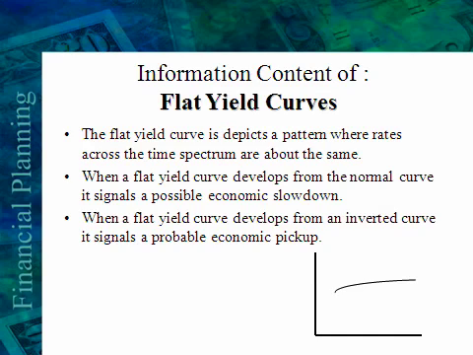The flat yield curve depicts a pattern where rates across the time spectrum are about the same. When a flat yield curve develops from a normal curve, it is signaling a possible economic slowdown. So you're moving from the normal. This is starting to move flat, thinking we might be going into an inverted yield curve. When a flat yield curve develops from an inverted yield curve, it signals the expectations, at least by the market, of an economic pickup.